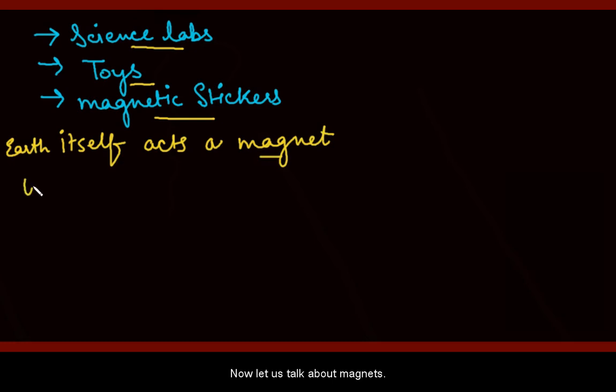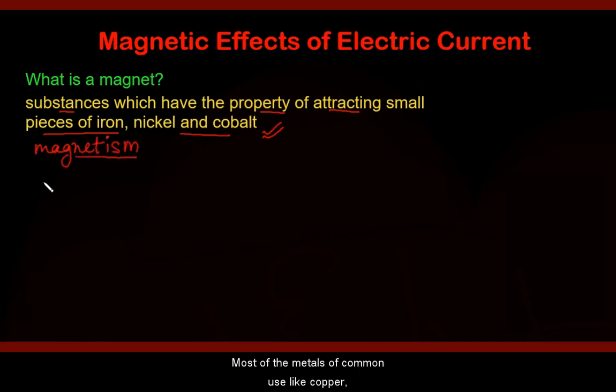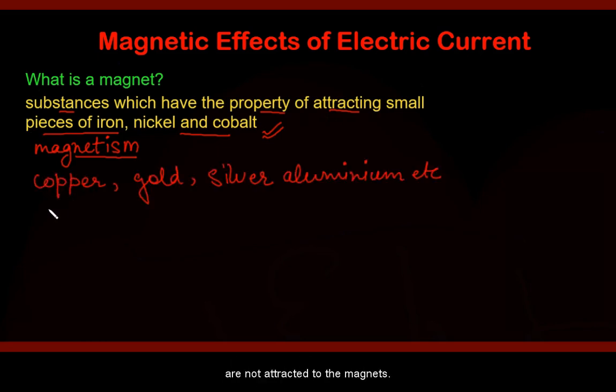Let us talk about magnets. So what is a magnet? Magnets are the substances which have the property of attracting small pieces of iron, nickel, and cobalt, and this property of attraction, as we stated earlier, is called magnetism. Most of the metals of common use like copper, gold, silver, aluminum, etc. are not attracted to the magnets.